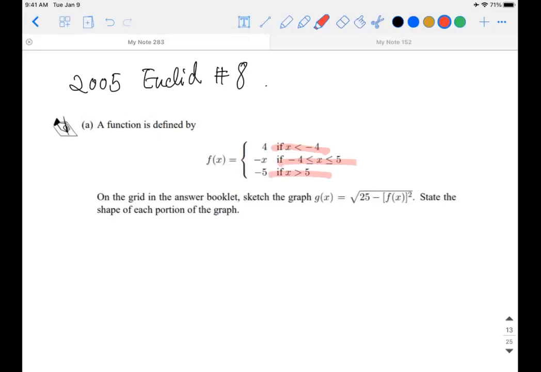and then such a linear function. On the grid in the answer booklet, try to sketch the graph of g(x) equals the square root of 25 minus the absolute value of x, all squared, and state the shape of each of the graphs. Okay, how can I get the graph of this given f(x) is a piecewise function? This is a piecewise function.